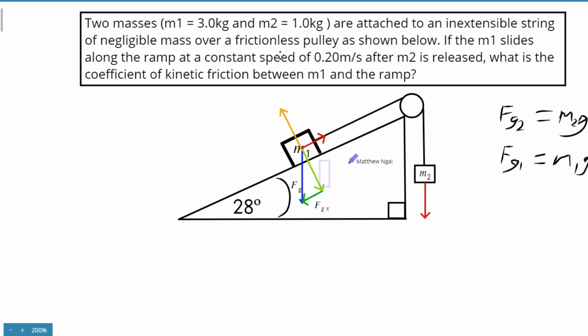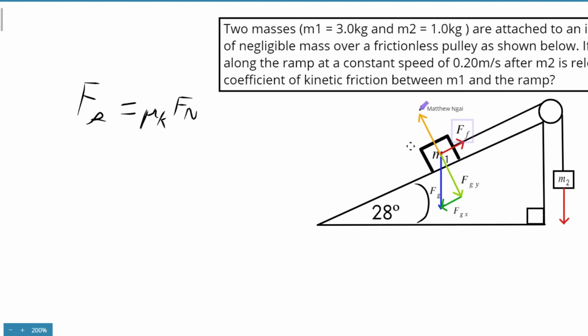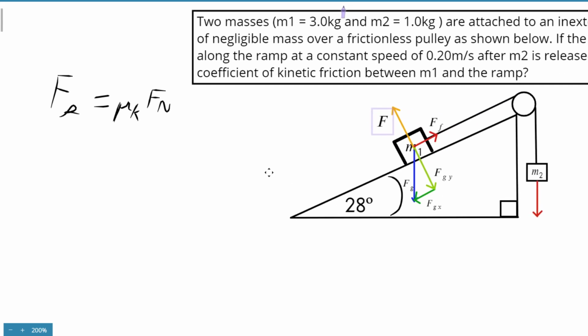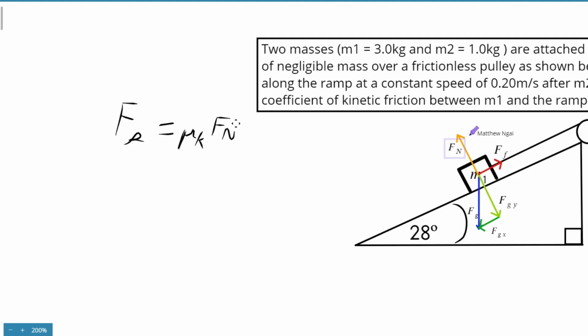So what we're looking for is the coefficient of friction. So the formula for that is Ff equals mu k times Fn, and we're looking for the coefficient of friction of m1. So we need to find Fn, which is right here, and Ff.